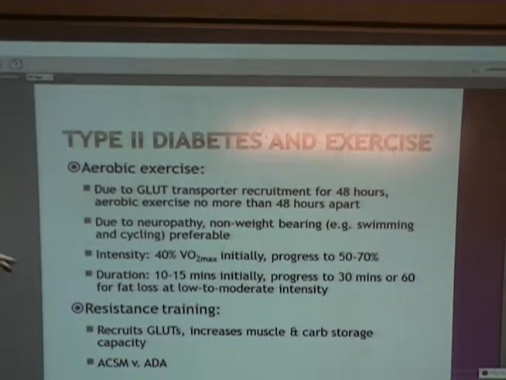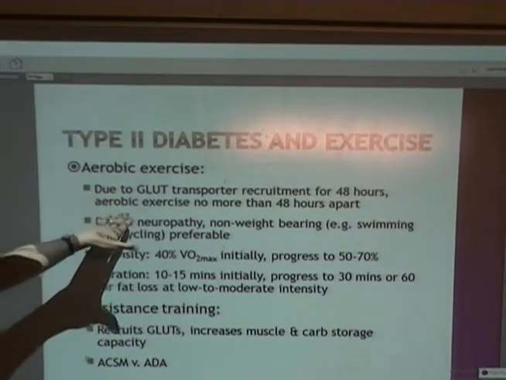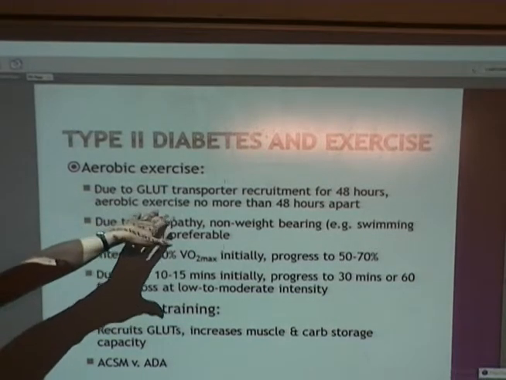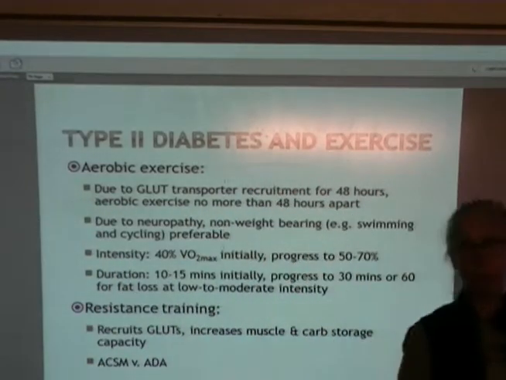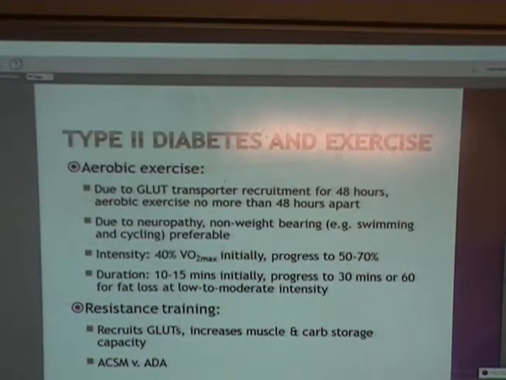Let's see, we talked about most of this. So aerobic exercise should be every 2 days minimum to maintain the benefits to the blood glucose transport.